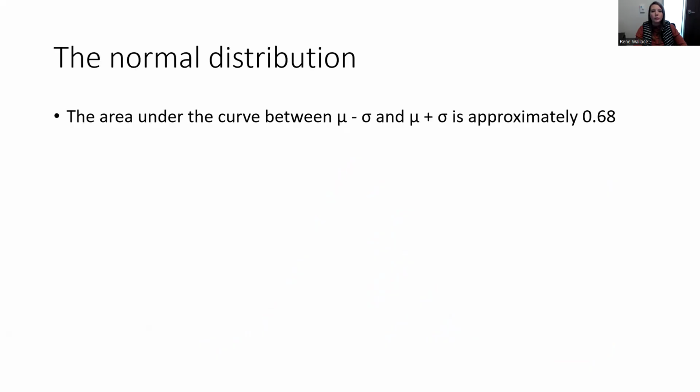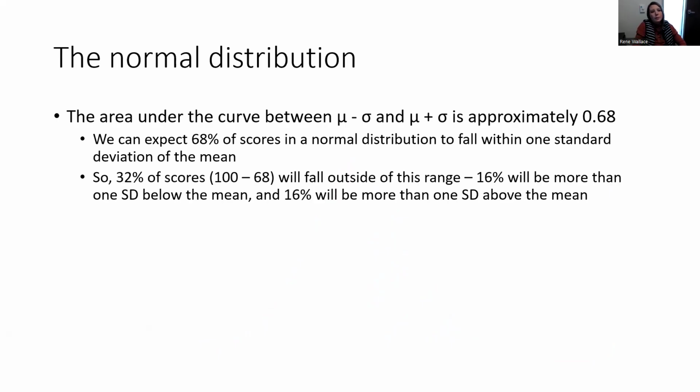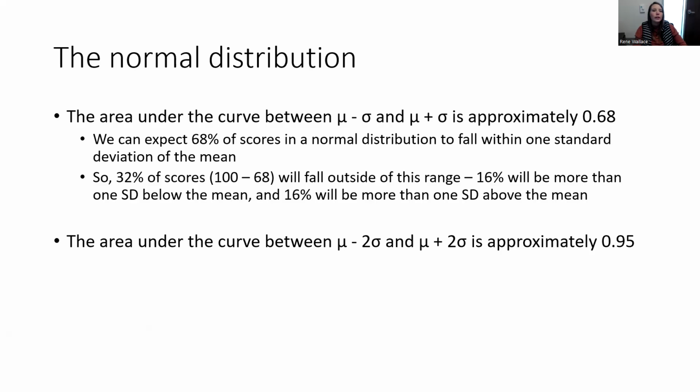The area under the curve between mu minus the standard deviation and mu plus the standard deviation is approximately 0.68. What does that mean? We can expect that 68% of the scores in a normal distribution fall within one standard deviation of the mean. So that means we can say that 32% of the scores, 100 minus 68, would fall outside of this range. 16% will be more than one standard deviation below the mean, and 16% will be more than one standard deviation above the mean.